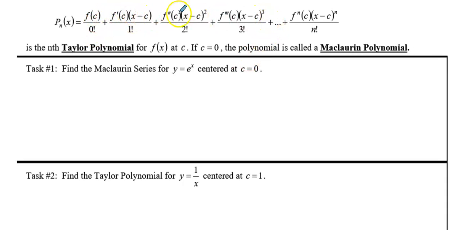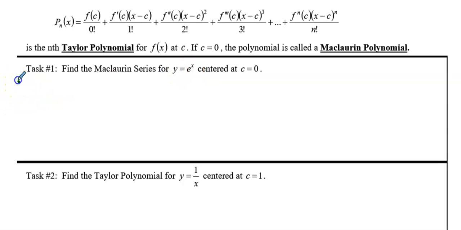And so what we really just need to do is find what f of 0 is, f prime of 0, f double prime of 0, and then f triple prime of 0. And that's what we're going to do. We're just going to find a degree of 3, right? So we're going to find a degree of 3 of this series right here. All right, so let's do it.